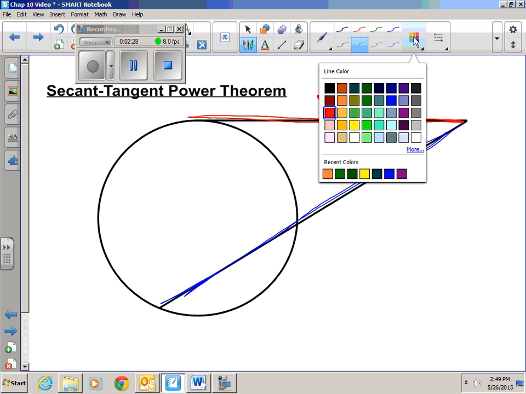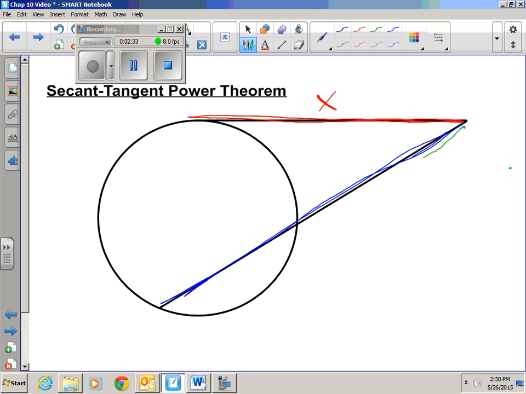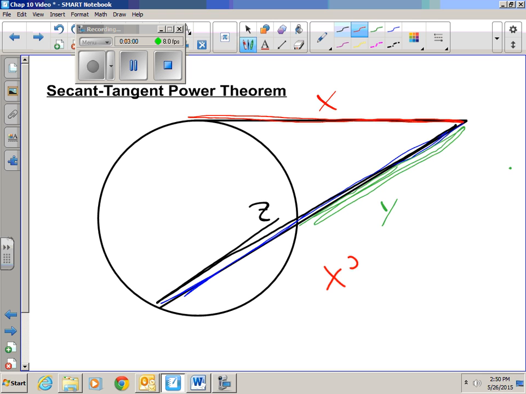I'm going to get a different color here. The external part of my secant, I'm going to call that Y. And then I'm going to call my whole secant, the whole thing, we'll do that in black, right here, we're going to call Z. What this power theorem says is that X times X, or if you prefer, X squared, is going to equal Y, the outside part, times the whole thing, Z.